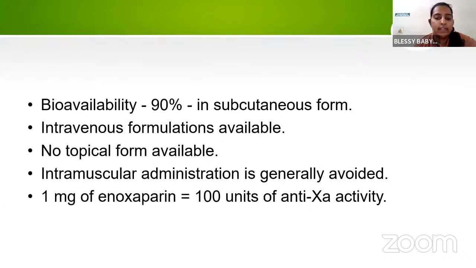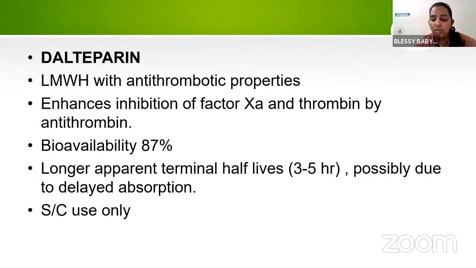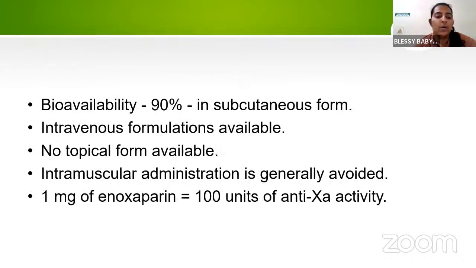Then most commonly we are giving it in the subcutaneous form. If given in subcutaneous form, the bioavailability is 90%. Intravenous formulation is also available. No topical form is available. Intramuscular administration is generally avoided. 1 milligram of enoxaparin is equal to 100 units of anti-10A activity.